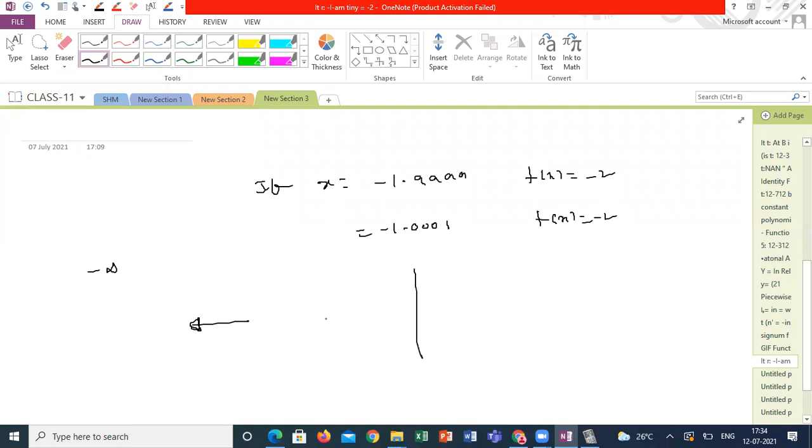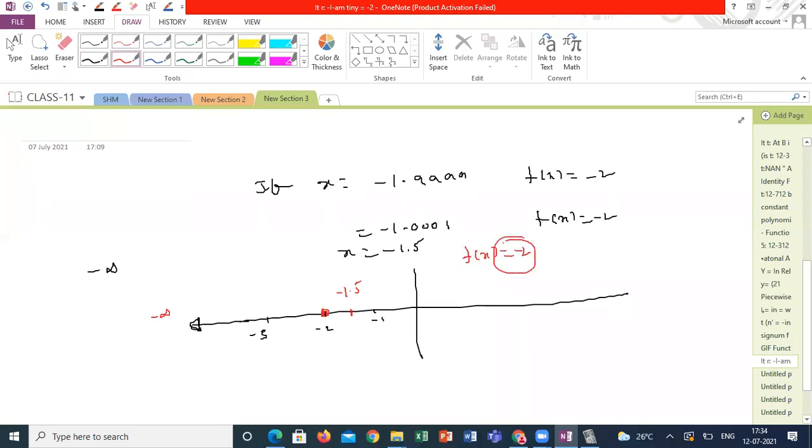So if I'm taking this as -1, this as -2, this as -3, and x equal to -1.5, somewhere here, then from -infinity to -1.5, what is its greatest integer? -2. So your f of x is -2. This represents the greatest integer function. Understood, guys? What is the meaning of the greatest integer function? Yes, sir.